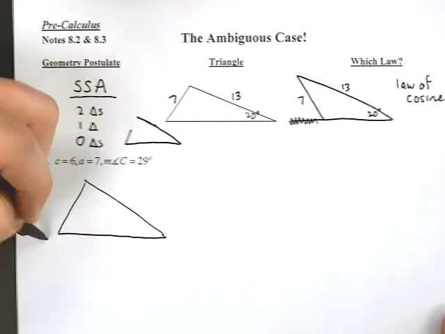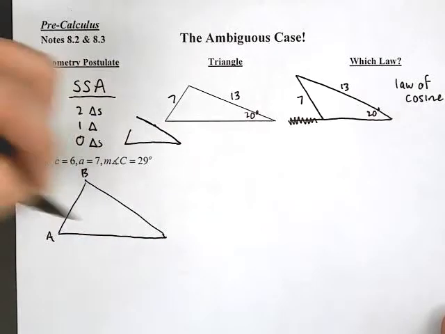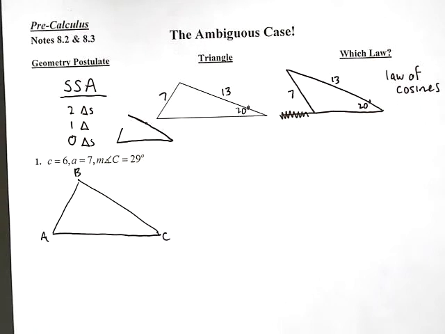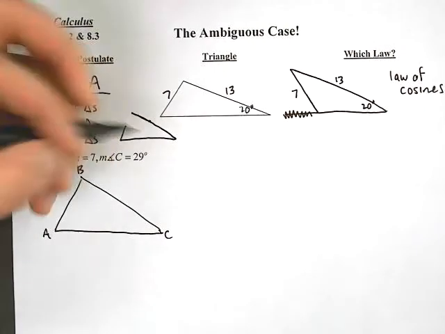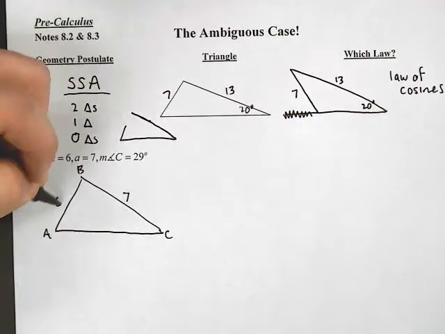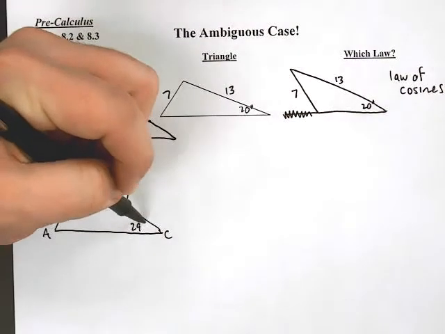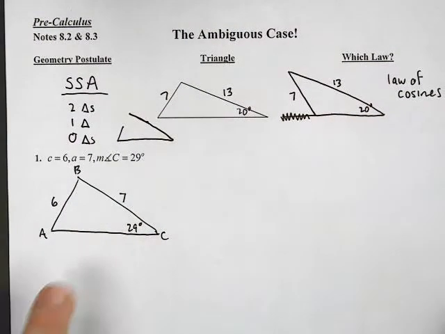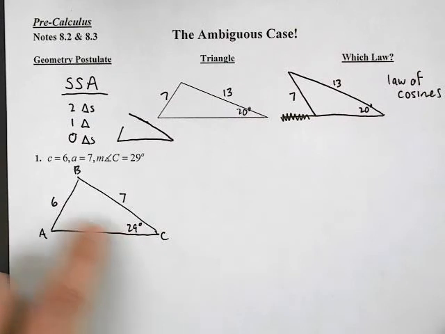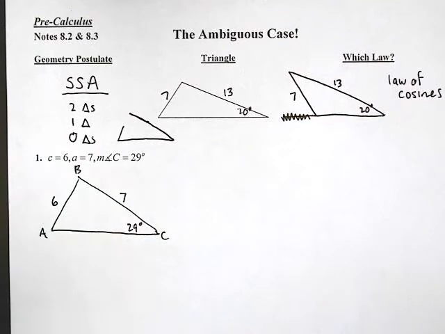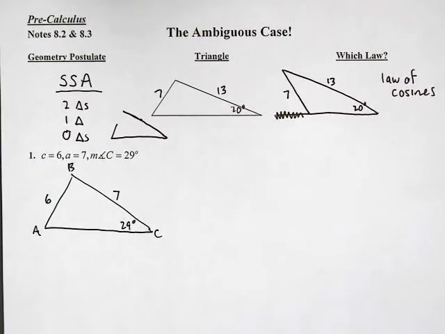We say maybe we have A and B and C. Again, don't memorize the order of the lettering. Memorize where things appear. So now if 7 would be across from A, across from C would be a 6, and then my 29-degree angle is right here. All right? So again, in this situation, I see that I have an angle side pairing, but this is a side-side angle situation. So we are not going to use the law of sines. We are going to use the law of cosines.